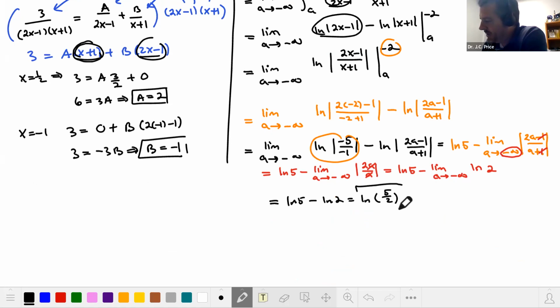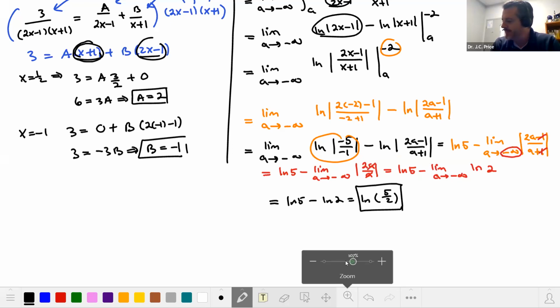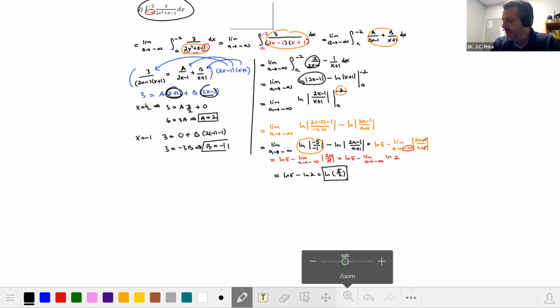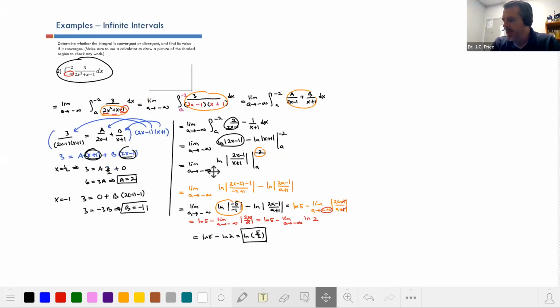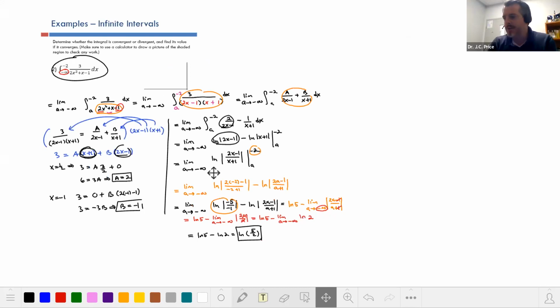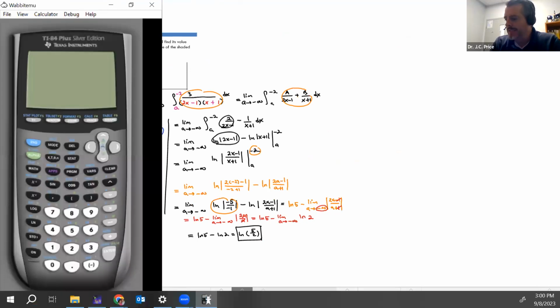And the question becomes, is that the correct answer or not? Is it ln of 5 over 2? To see if it's correct or not, let me zoom out a little bit and come back up here, back to this problem, and let's use our calculator to graph this thing. Where's my calculator? Here it is. All right, so let's hit y equals, because we can check our work. Last time we did this before we did the problem, so now we're just doing it at the end here.